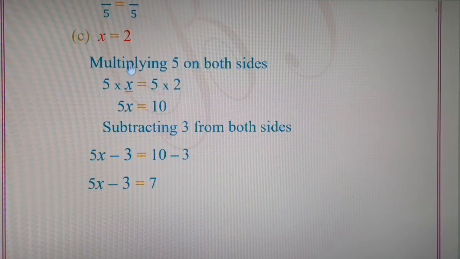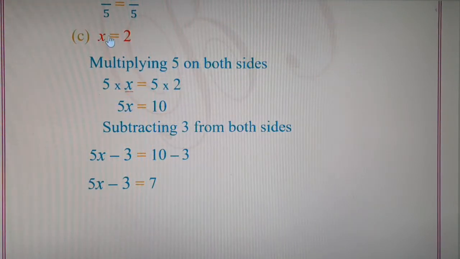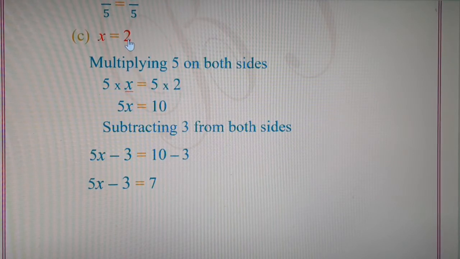Let us multiply 5 on both the sides. Now we have to remember whatever mathematical function, addition, subtraction, multiplication or division we use, we have to use it on both the sides. On the left hand side also we have to use the same mathematical function, and on the right hand side also. So here x is multiplied with 5 on the left hand side and 2 is also multiplied with 5 on the right hand side. So 5 into x and 5 into 2.